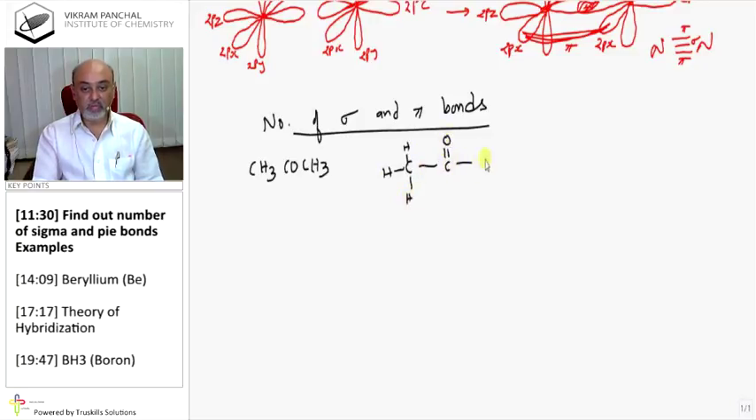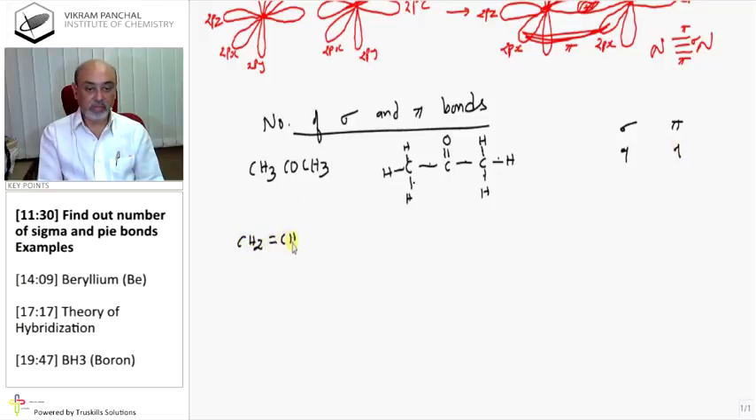Remember, carbon forms 4 bonds, hydrogen forms a single bond, and oxygen forms 2 bonds. So this way we can satisfy. Now single means sigma. So 1, 2, 3, 4, 5, 6, 7, 8, 9. So there are 9 sigma bonds and 1 pi bond.